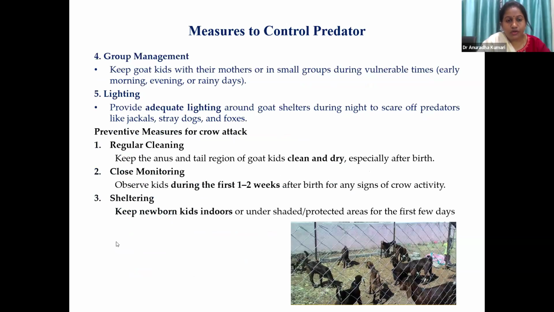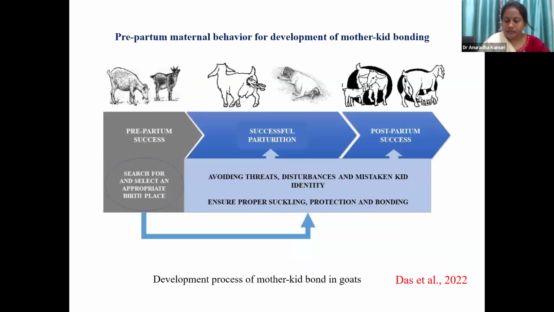For group management, always try to keep the kids with the mother and never leave them alone. There should be adequate lighting in and around the goat shed. As far as crow attack on the kid is concerned, regular cleaning of the anus region of the kid is important, and regular monitoring during the first week of life is important to prevent crow activity. It is better to keep kids indoors under a shaded area for the first few weeks of life to prevent crow attack.